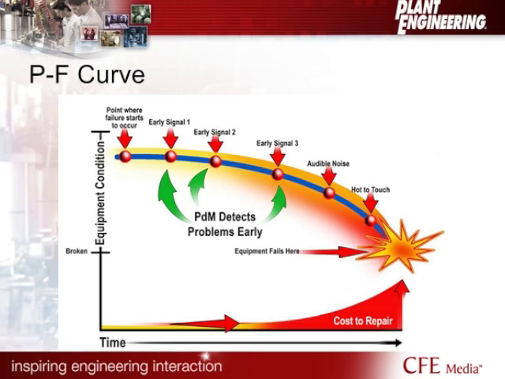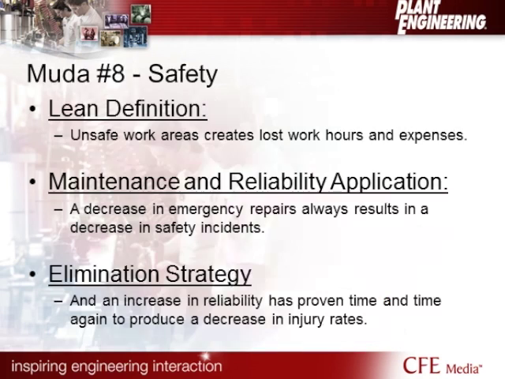Now the next one is number 8, so we're moving on to the next slide here, and this is safety. And, you know, from a lean standpoint, unsafe work areas create lost work hours and expense. And it's really no different from a maintenance and reliability standpoint. If we're running around chasing and firefighting and living in that reactive world, we are not going to be as safe as we need to be. We're not going to be able to take the time to look at all the risk associated with each of them. And I'll show that to you in the next slide.